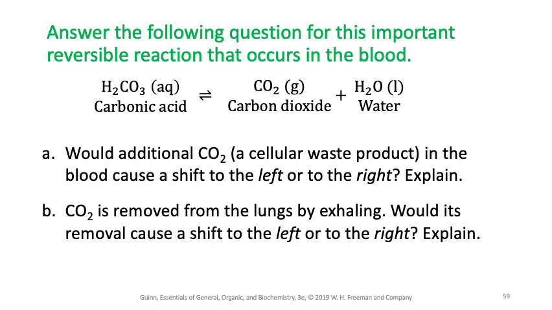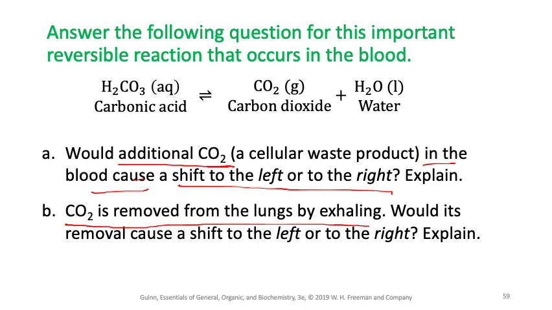So the problem is saying, if this is the chemical reaction that's going on, carbonic acid decomposes into carbon dioxide and water, would an additional carbon dioxide in the blood cause a shift to the left or to the right? So if I add more carbon dioxide, where would the reaction go? The second problem is asking, carbon dioxide is removed from the lungs by exhaling it. If you're removing the carbon dioxide by exhaling it from the lungs, would its removal cause a shift to the left or right? So we need to explain it. So let's go to the next slide and try to understand how you can solve this problem based on the Le Chatelier principle.